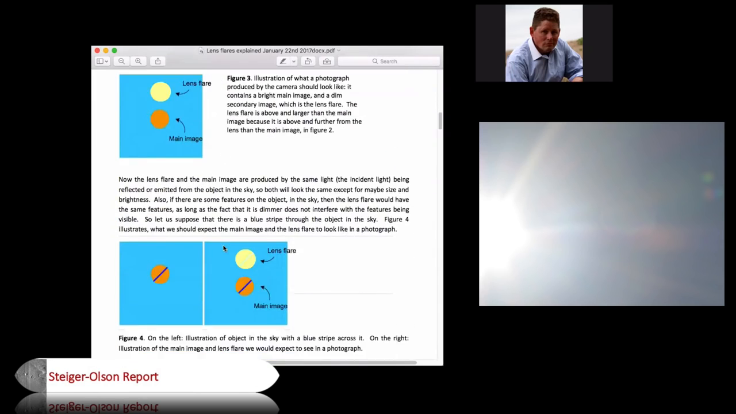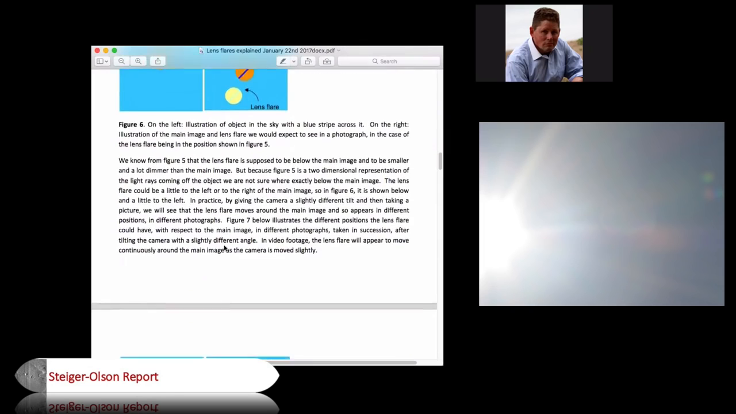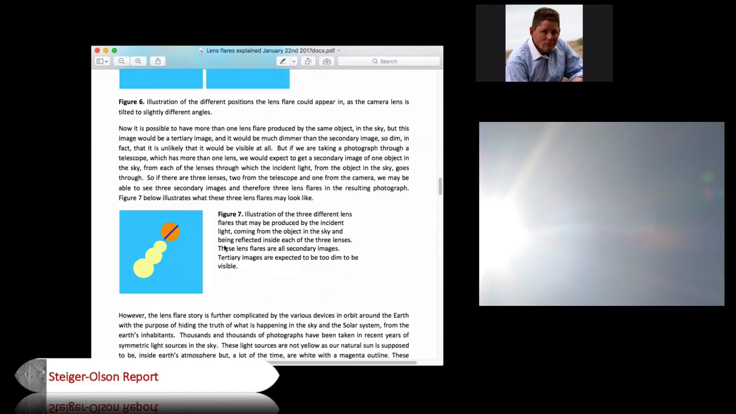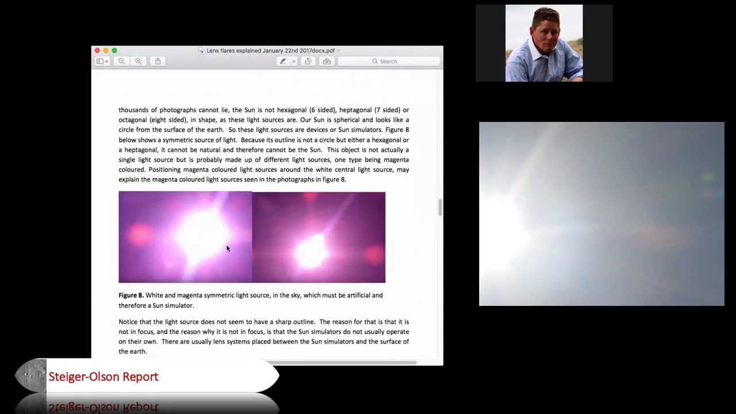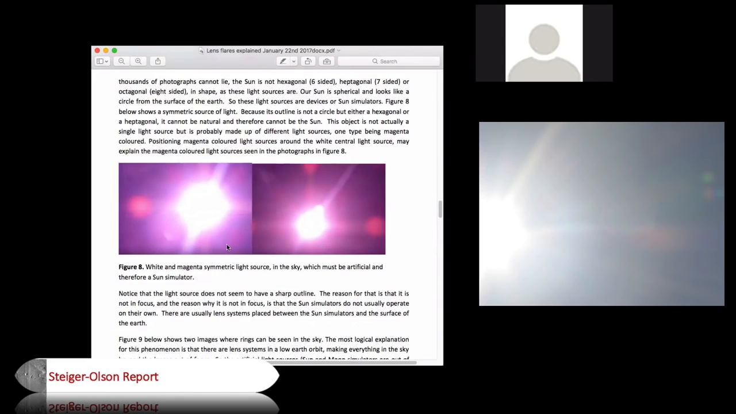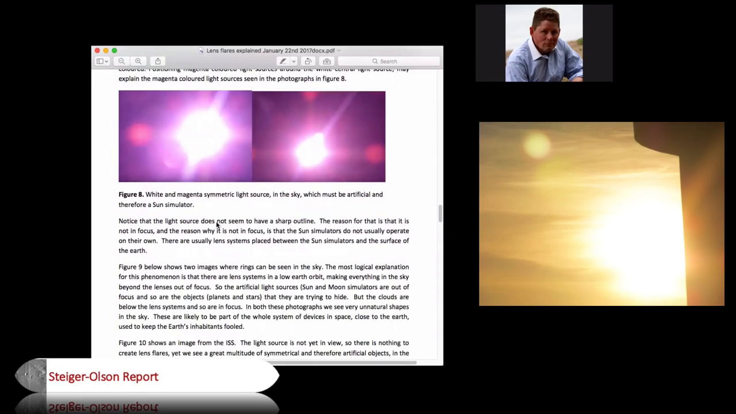Some of the things I want to go to right away are the debunking of what some people call lens flares, and then what we know to be our actual objects that are being obfuscated in space. So far, so good? I'm following. I'm already on figure 8, and this is where it gets interesting for me: the white and magenta symmetric light source, which you explained earlier in this article, which she proves is artificial and therefore a sun simulator. If that doesn't make you want to read everything up to this point, then you're not really interested in this subject.